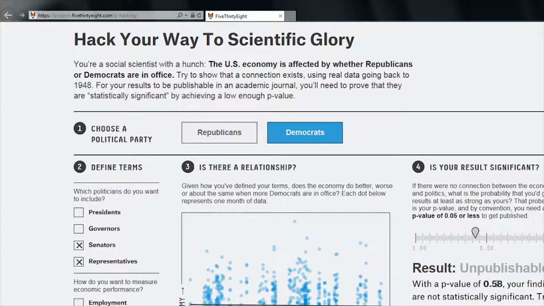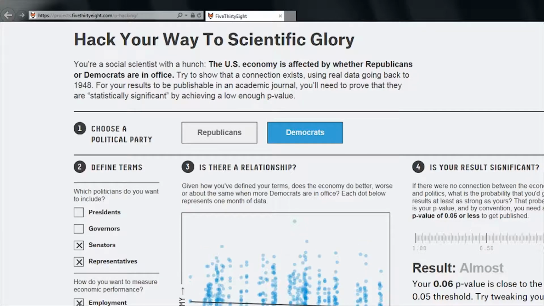Now, a p-value of 0.58 indicating no effect whatsoever. But what if we include employment as well? So we make a variable that consists of stock prices and employment rates.